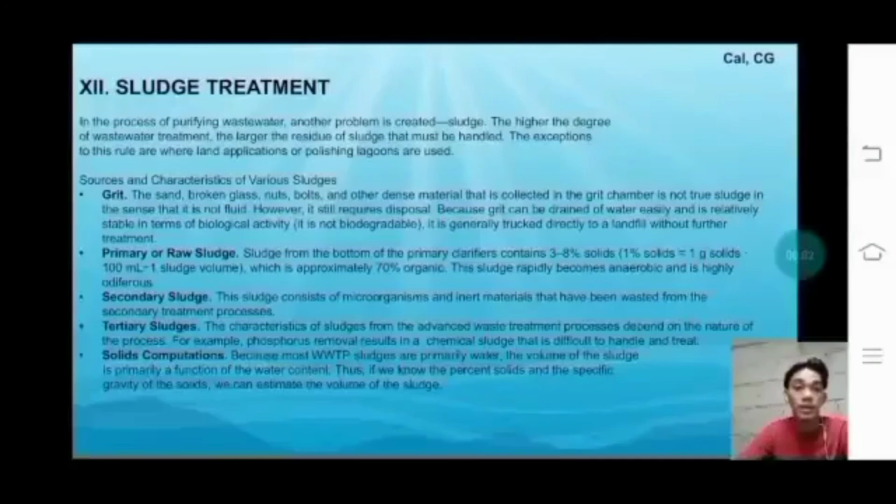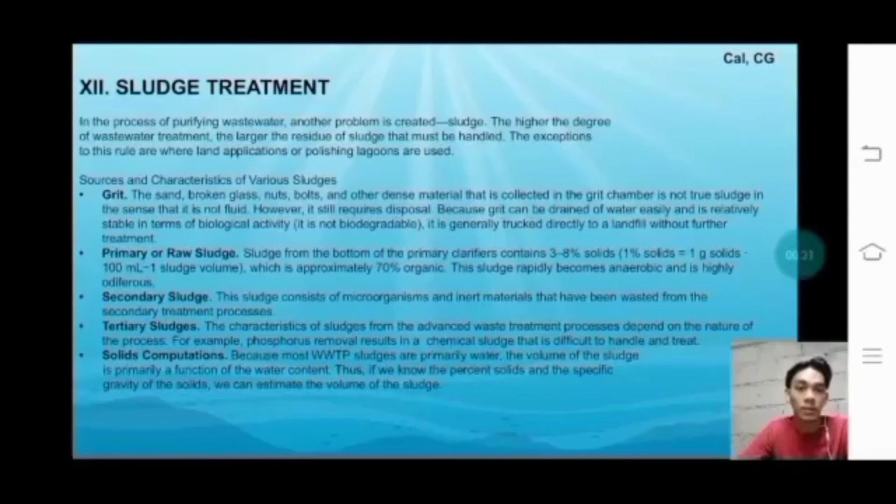Next, number 12, sludge treatment. In the process of purifying wastewater, another problem is created, the sludge. Sludge is like mud or dirt from the water. And the higher the degree of wastewater treatment, the larger the residue of sludge that must be handled. The exceptions to this rule are where land application or polishing lagoons are used.